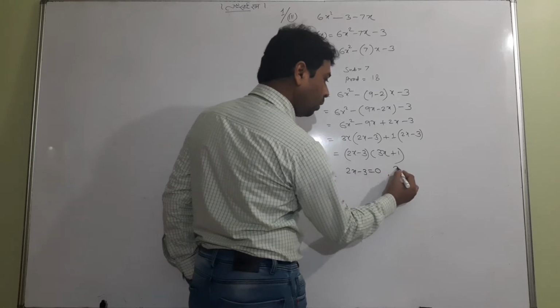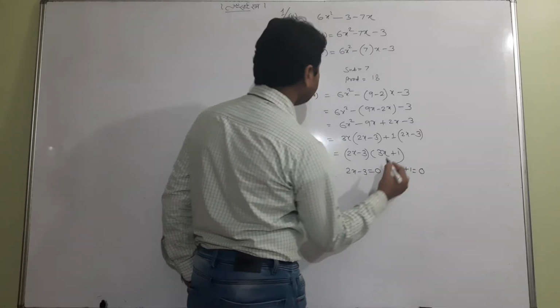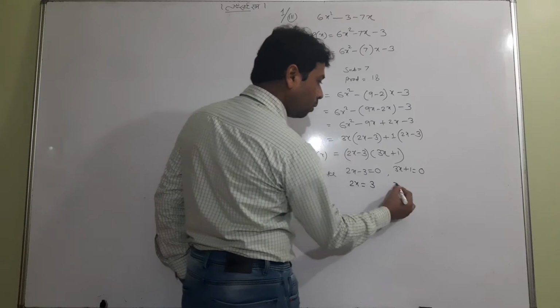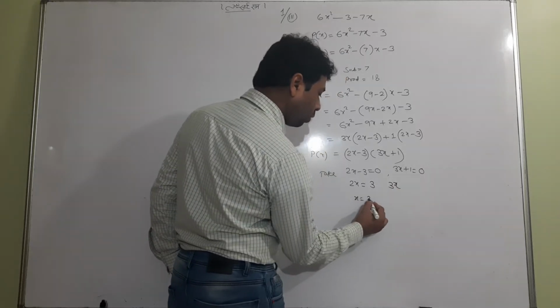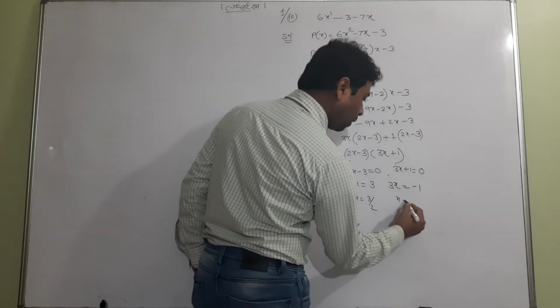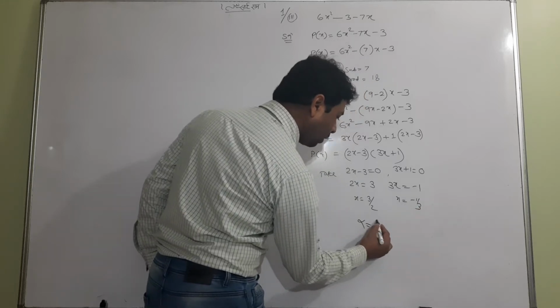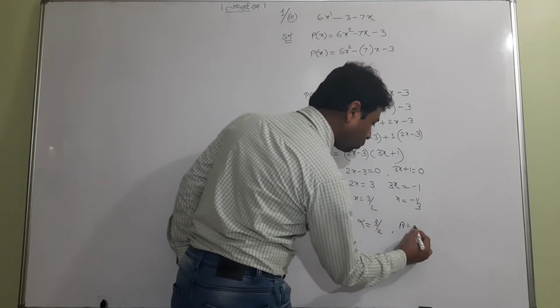First option is this one. Second option is this one. So it is 2x equal to 3. It is x equal to 3 by 2. It is minus 1, x equal to minus 1 upon 3. So alpha is equal to 3 by 2 and beta is equal to minus 1 upon 3.